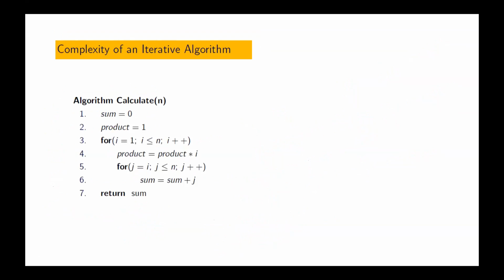Now you tell me how many times the operation sum equals sum plus j is performed. Which operation is performed more number of times in this algorithm? Sum equals sum plus j, that is an addition operation, is performed, no? How many times is that operation performed?